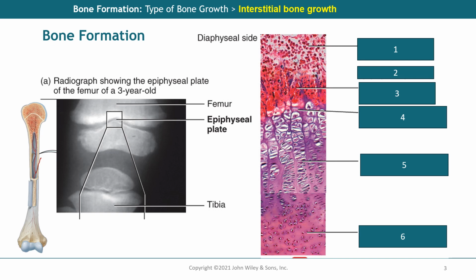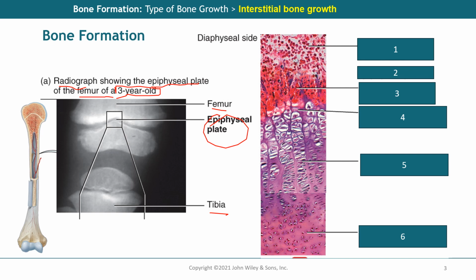To conclude this section, I wanted to remind you that interstitial bone growth allows for continued bone growth in infants, children, and adolescents. In the previous slide I showed you schematics. Here I wanted to show you the real pictures. Here you can see a radiograph showing the epiphyseal plate, which is formed of hyaline cartilage, in this area of the femur of a very young kid who is 3 years old, so he is going to grow taller and taller. Here you have the femur and the tibia, and in between you have the epiphyseal plate.